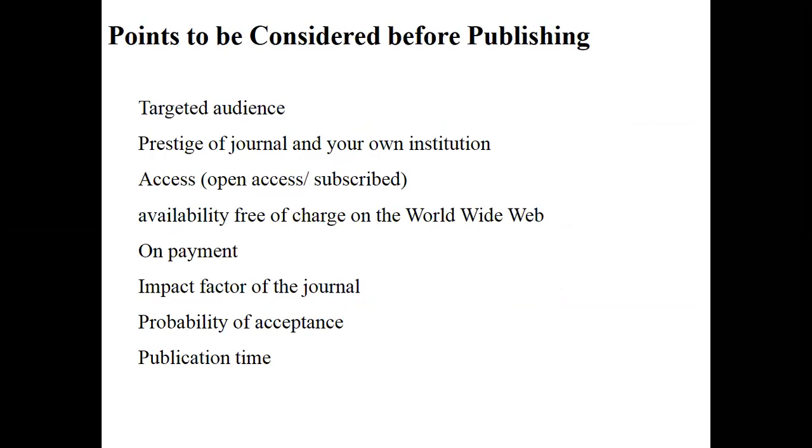So points to be considered before publishing: first of all, you need to target the audience, that is, which scientific community is going to read your article, and which journal you are going to hit. Is this journal good or not? Is this journal sound or not? And does this journal have open access, or do you have to pay for that? Does this journal have a high impact factor, ISI, JCR? These types of points you have to keep in mind before considering a specific journal.